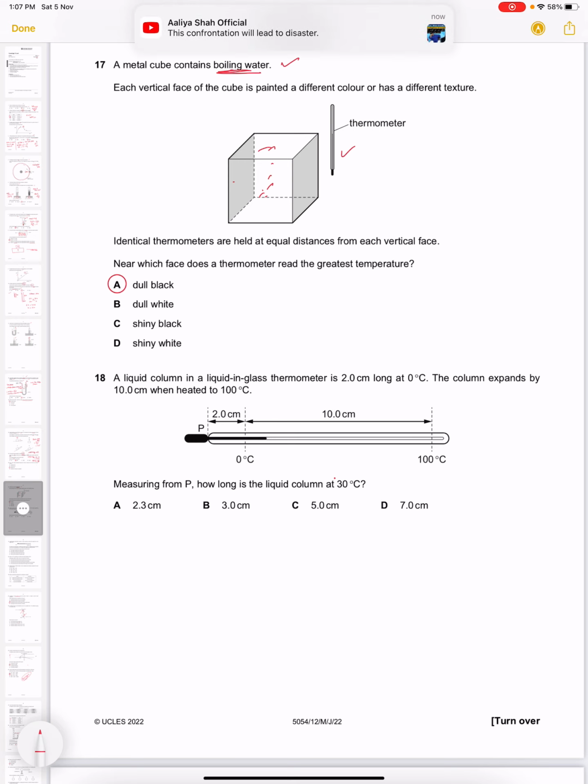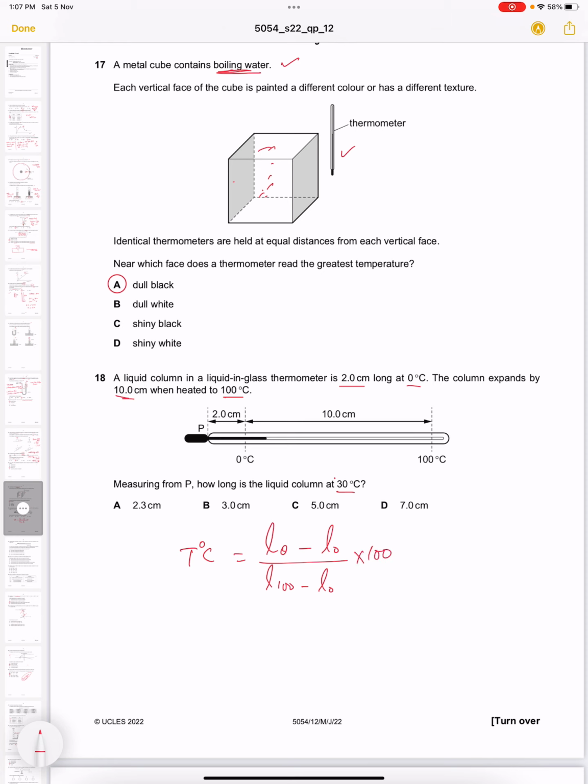Next question. A liquid column in a liquid in glass thermometer is 2 centimeter long at 0 degrees Celsius. The column expands by 10 centimeter when heated at 100 degrees Celsius. Measuring from P, how long is the liquid column at 30 degrees Celsius? So here we use the formula that temperature is equal to L theta minus L naught over L100 minus L naught, multiplied by 100. That's the formula.